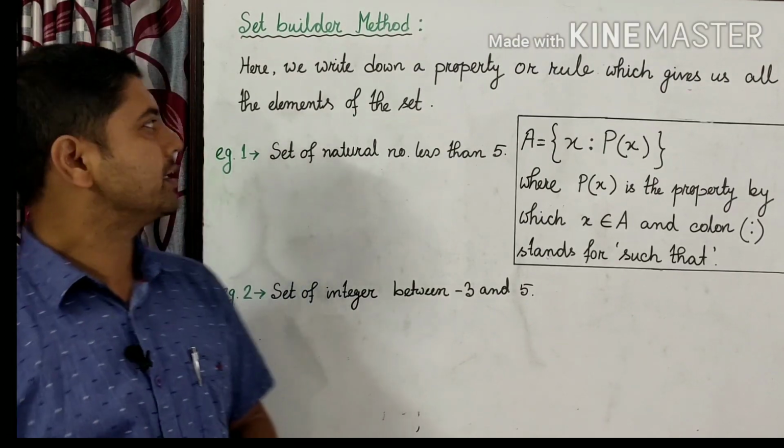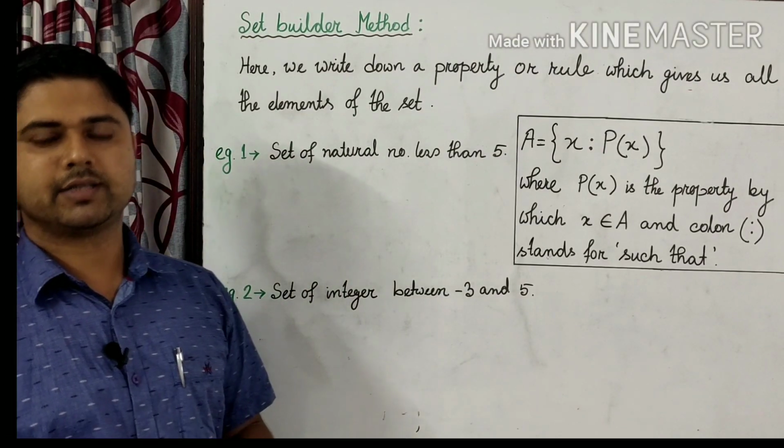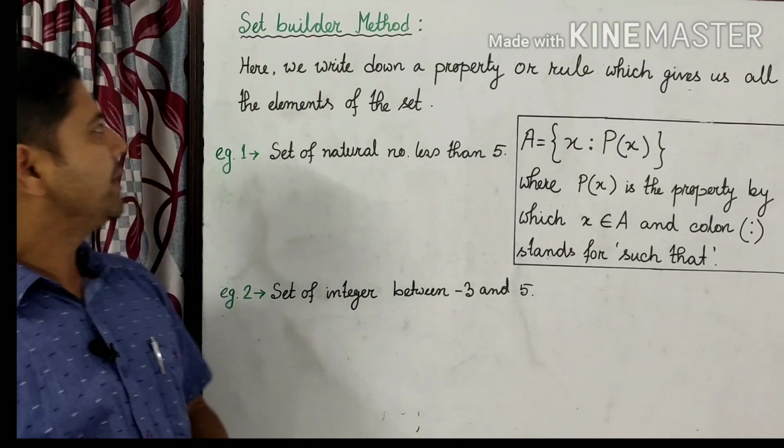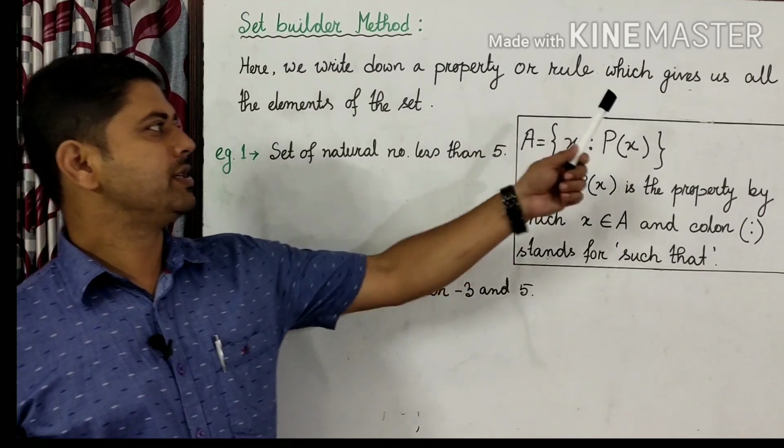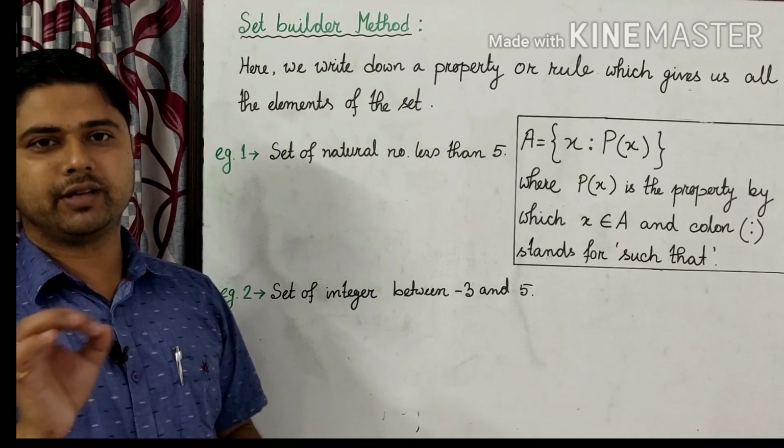Now I am going to discuss the set builder method, the second method. In this method we write a property or rule which gives us all the elements of the set.